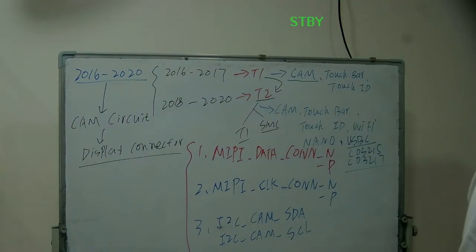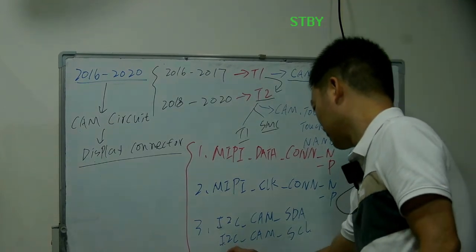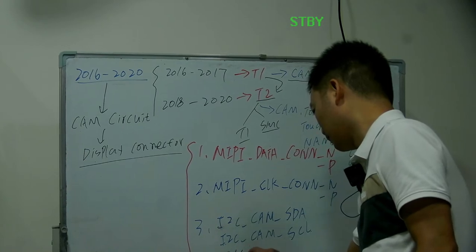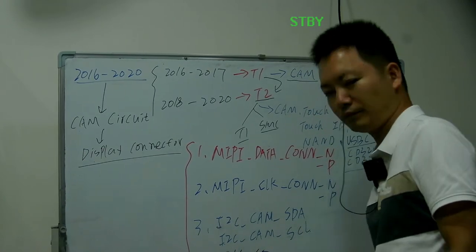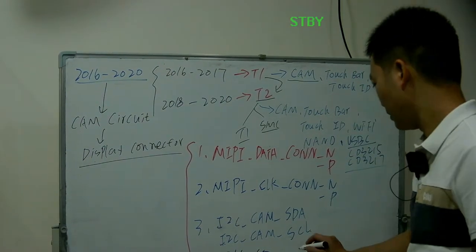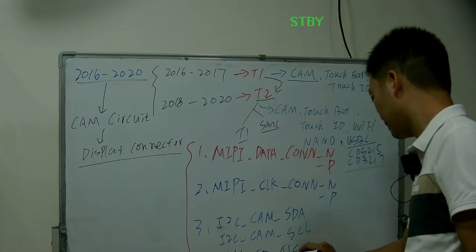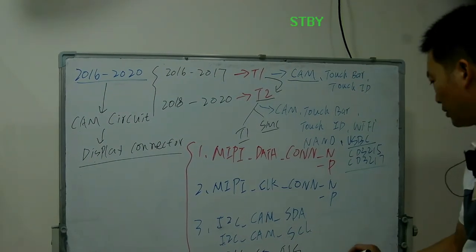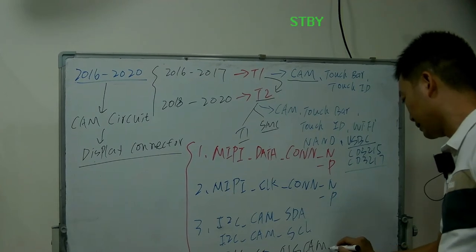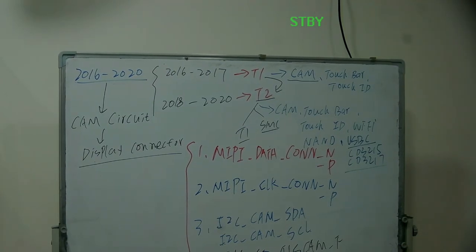Number four is a camera voltage. So which one? The PP firmware S0. Okay, PP firmware S0, ALS camera. Okay, this one. Okay, number four.